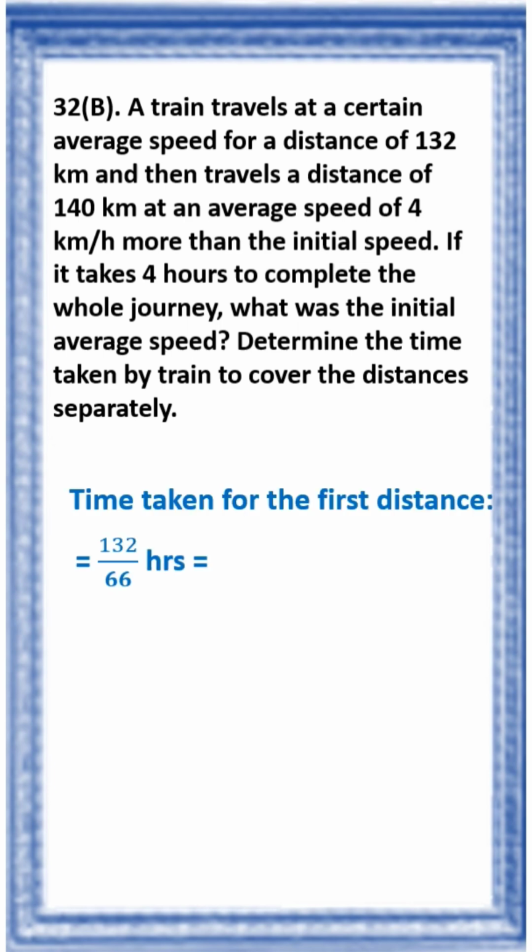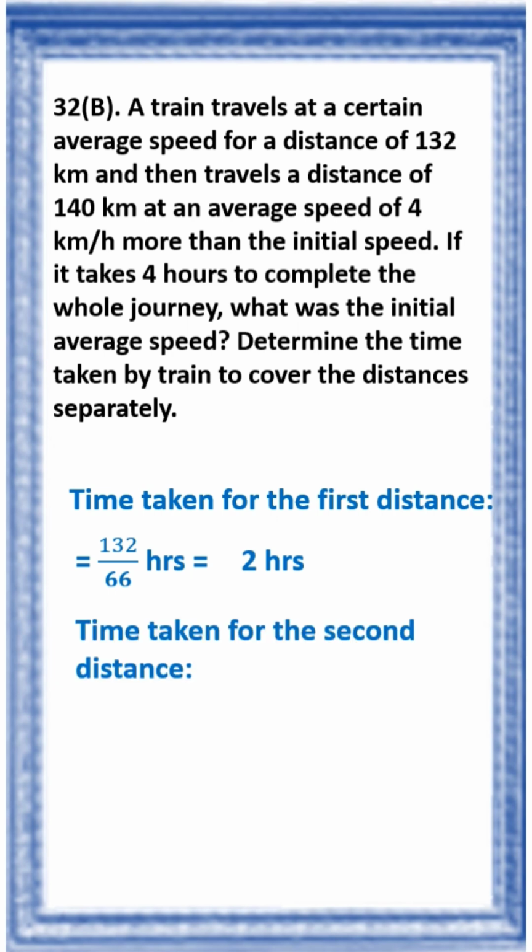Now let us calculate the time taken for the distances separately. The time taken for the first distance is 132 by 66 hours, that is 2 hours. The time taken for the second distance is 140 divided by 70, that is 2 hours.